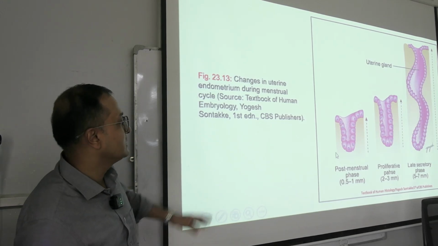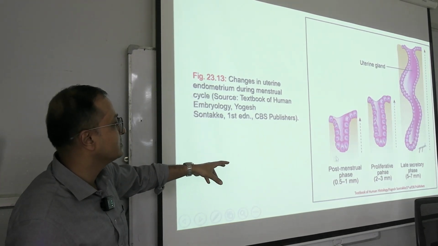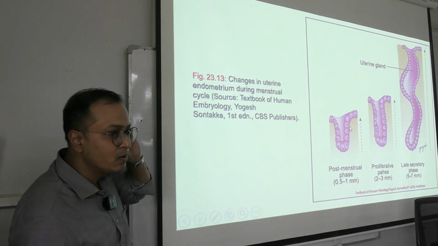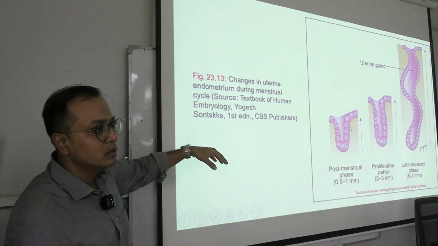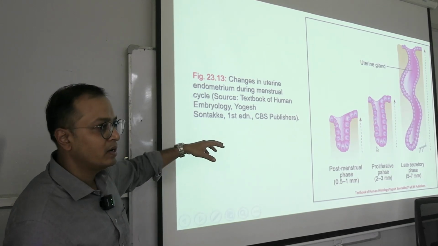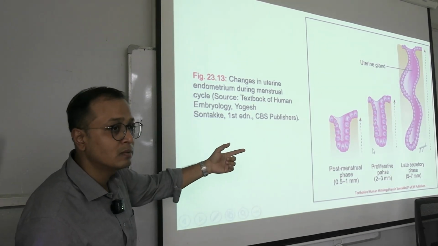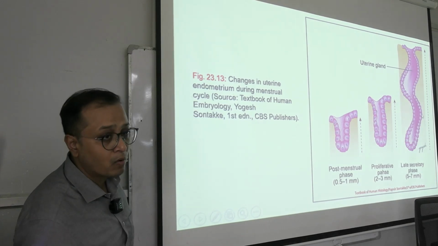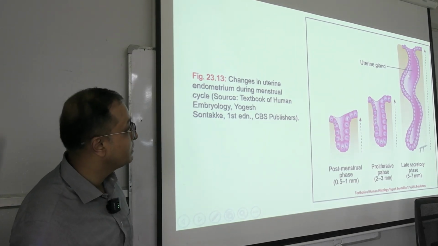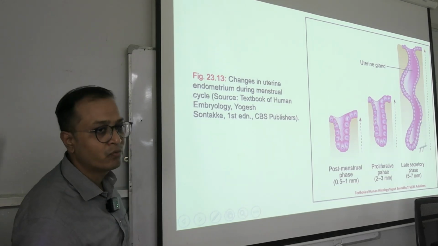So for example, in the early or post-menstrual phase, we get a gland which is a tiny one. The same gland, under the influence of hormones, moves into a bigger size in the proliferative or late proliferative phase. Once it reaches the second phase, the secretory phase, it becomes super coiled and super large. It becomes coiled and voluminous, and secretes plenty of fluids.